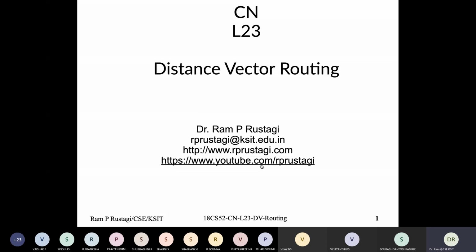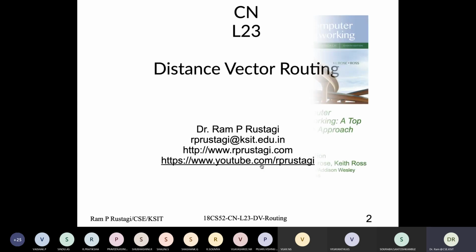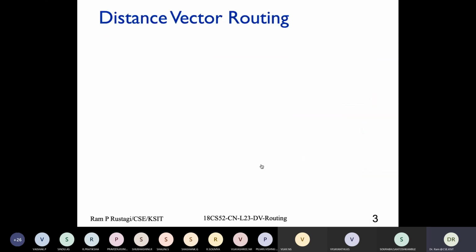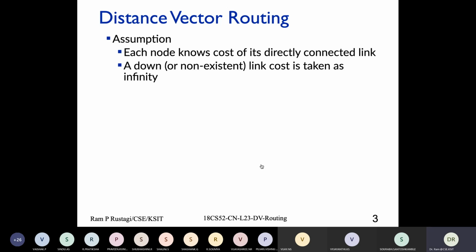Last lecture we discussed link state routing. Today we look at the next category of protocols, called distance vector routing. The two protocols achieve the same thing of building the routing table, but the approaches are a bit different.